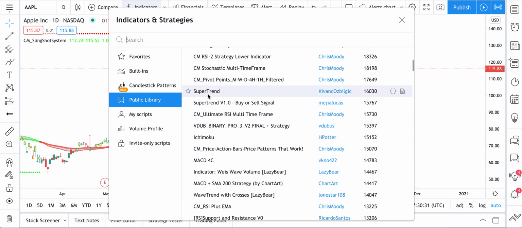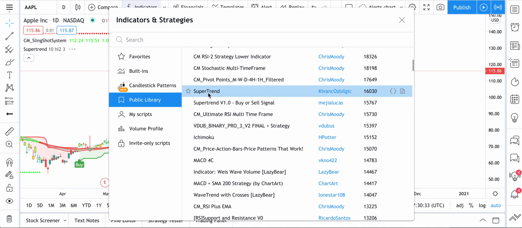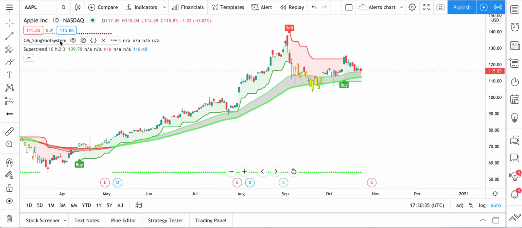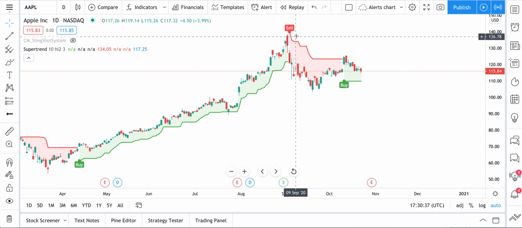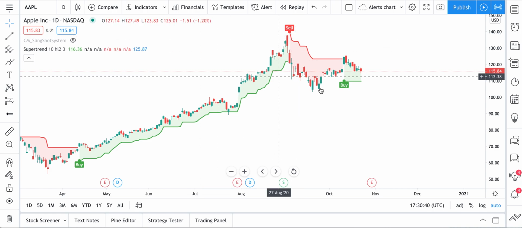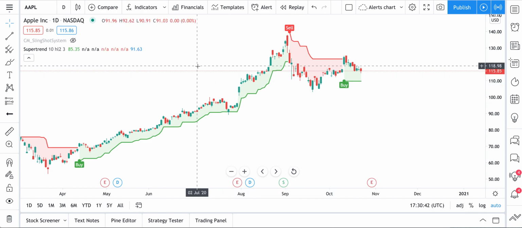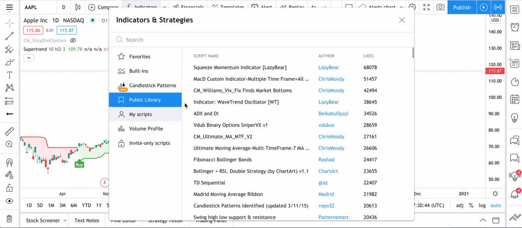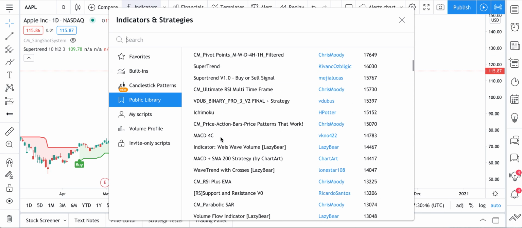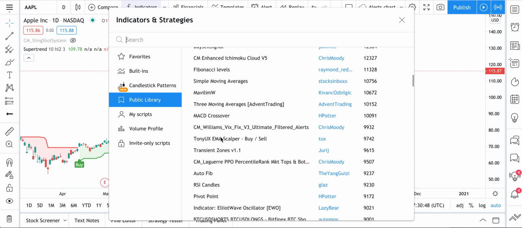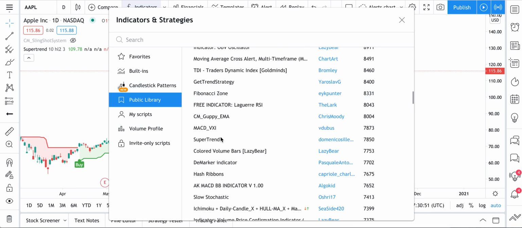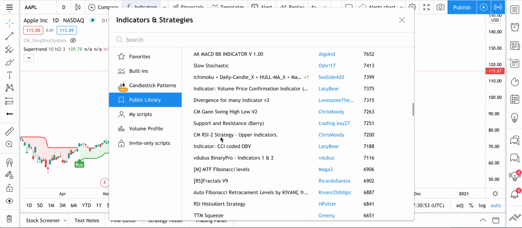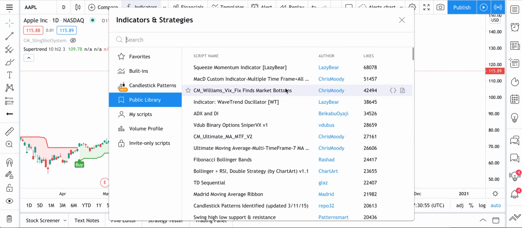For example, this one's called Super Trend. Let's add Super Trend to our chart. So we'll hide the slingshot system, and now we have Super Trend, which is showing us trends of when to buy or when to sell. Really, really interesting. And as you can see, the public library is massive. There are over 100,000 custom coded indicators and strategies in this public library, which, by the way, you can see the author's name, Lazy Bear, Chris Moody. You can see how many likes they've gotten. And you can also read about the indicator.